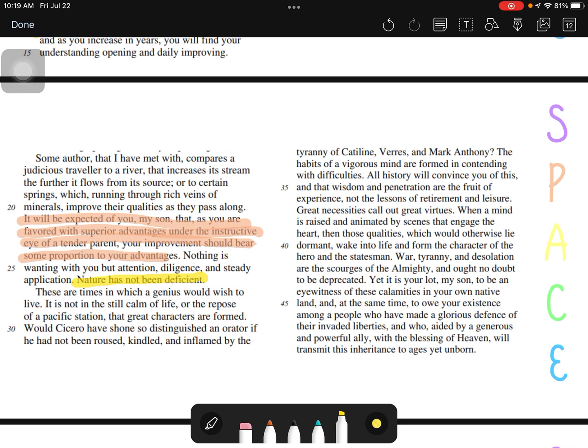Yet it is your lot, my son, to be an eyewitness of these calamities in your own native land, and at the same time to owe your existence among a people who have made a glorious defense of their invaded liberties, and who, aided by a generous and powerful ally with the blessings of heaven, will transmit this inheritance to ages yet unknown.